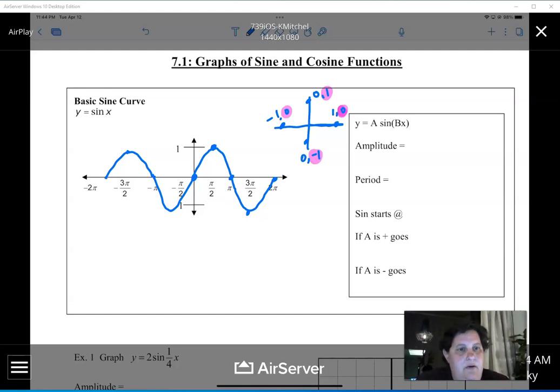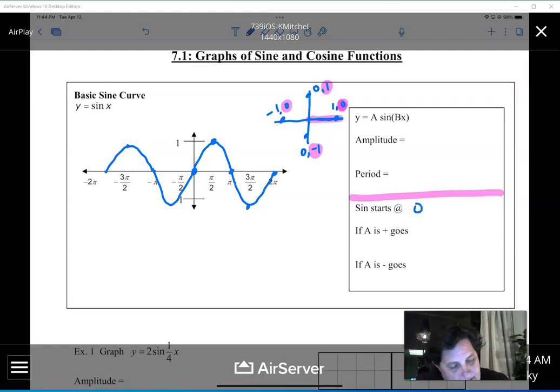Now, the way that I want you to memorize how to do this, because you guys know I'm really not all about memorization, I really want things to make sense in your head. If you just remember your first point, this is how I remember it. Sine starts at 0, and if A is positive, it goes up, and if A is negative, it goes down first. So it starts at 0, positive would go up first, negative would go down first. But that's the big thing I always memorize: sine starts at 0.